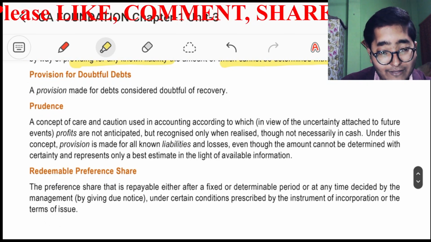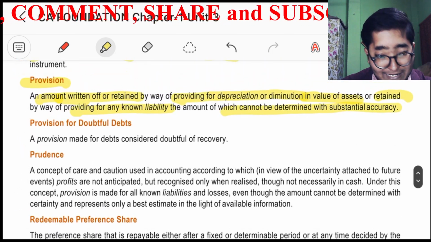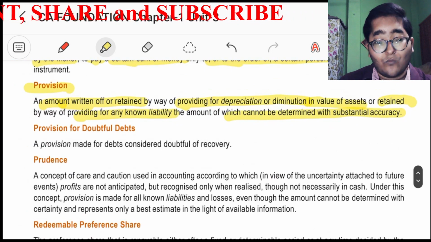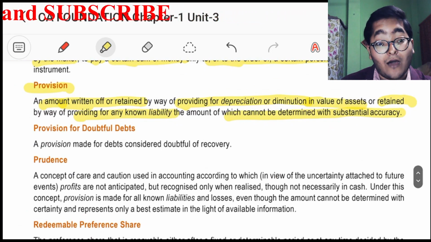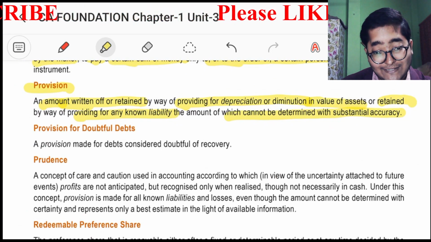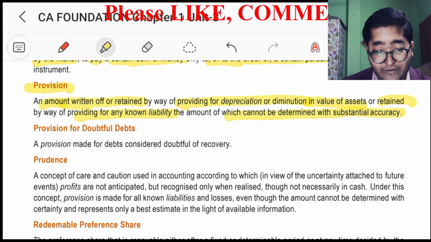Our next topic is provision for doubtful debt. So, what is provision for doubtful debt? A provision made for debts considered doubtful of recovery.